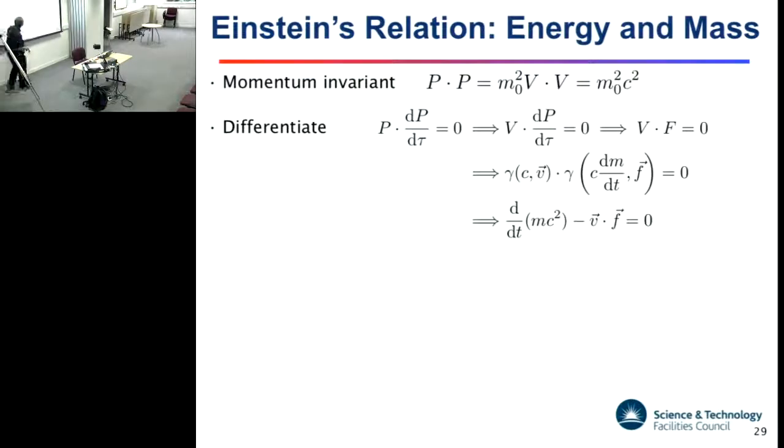If I differentiate that with respect to tau here, if I differentiate a constant, I'm just going to get 0. This is just M naught times V, so that gives me V dot dp by d tau. Dp by d tau is the force. So that tells me that the 4 velocity is perpendicular, in 4 dimensions, to the force, and the 4 velocity is perpendicular to the acceleration.